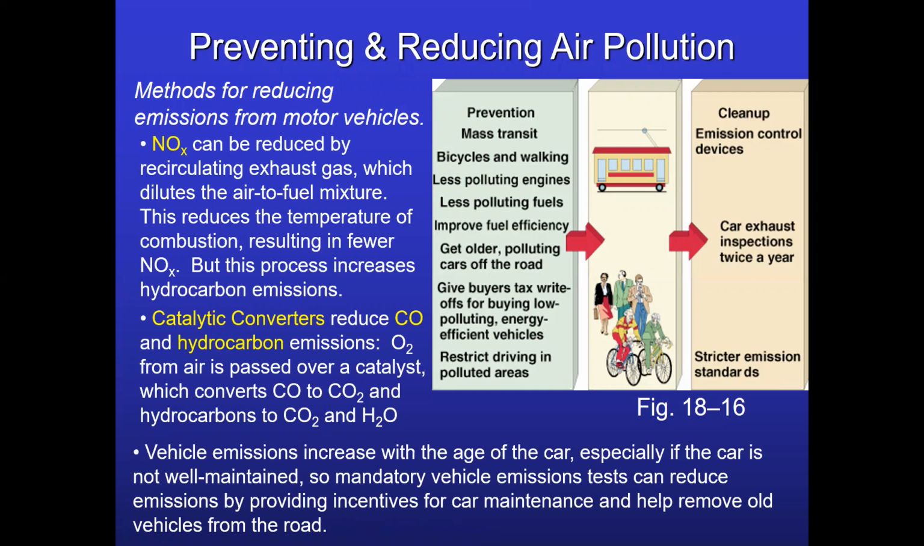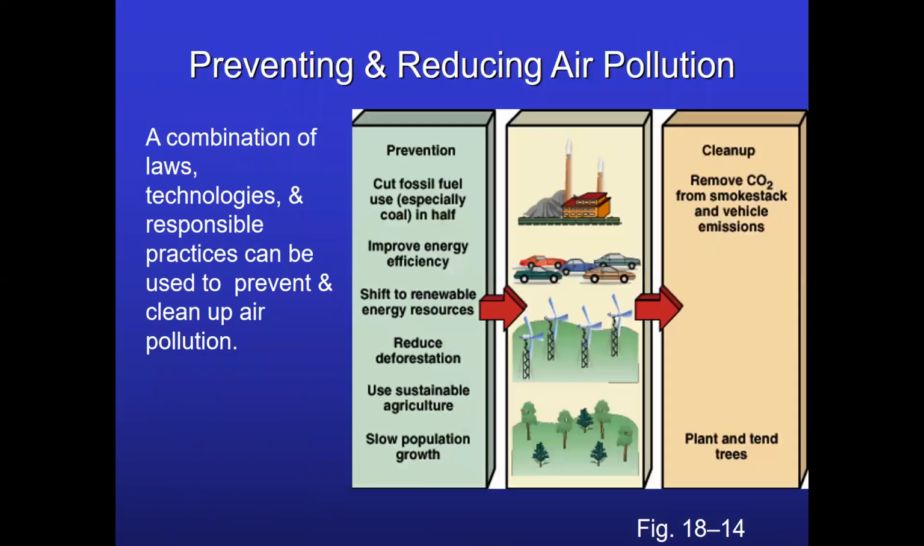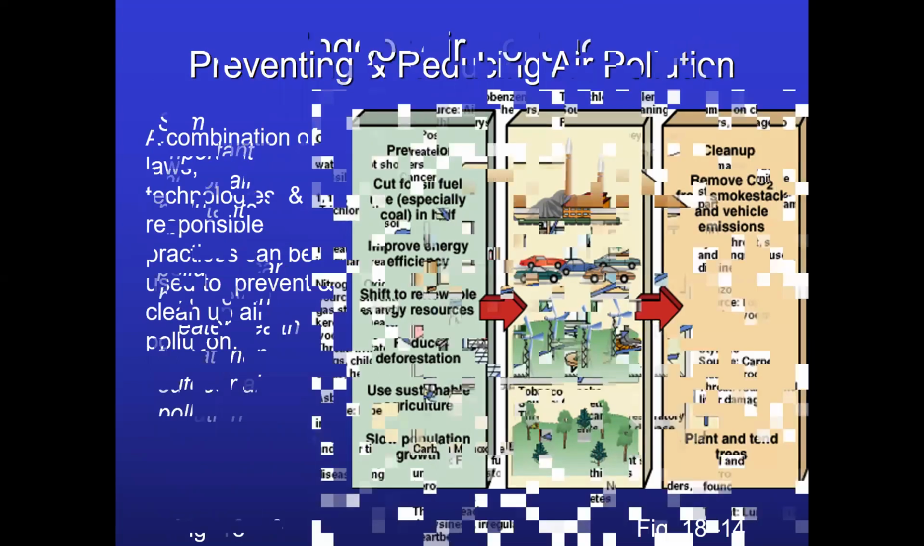The other thing to note is that as your car ages, its ability to remove pollutants or to keep emissions low goes down. So most states require emissions checks every few years to make sure that your car is not putting out too much pollution. And so the idea is a combination of reducing use, cutting fossil fuel use, and improving efficiency. Preventing the pollution, rather than trying to do something once it's up there, is the way to go.